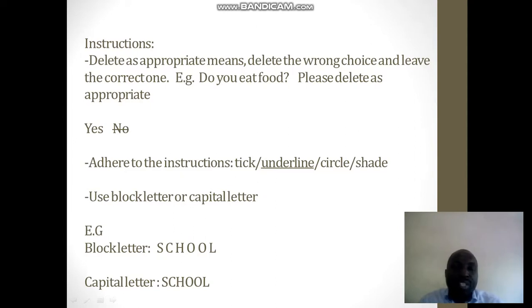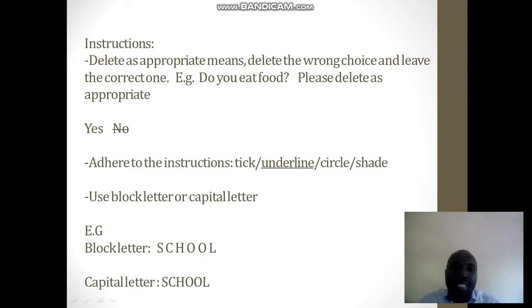So if the instruction says tick, you need to tick. If the instruction says underline, you need to underline. So there's a difference between underlining and deleting. When you underline, that means you draw a line under the word or under a sentence. But when you delete, it means you draw a line across the word or across the sentence that you are given. So it's very much important that you adhere to the instructions, whether you are required to tick, to underline, to circle, to shade, or even to cross.